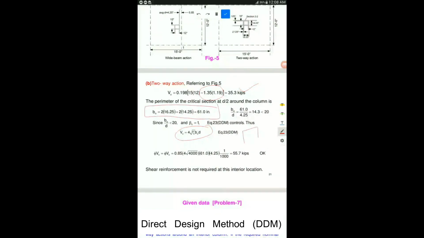If this is your area and this dimension is c plus d, similarly in the other direction this is again c plus d. If you have to take the perimeter, you're going to multiply this with 2, and you're going to multiply this with 2 again. This has been done here. See, 2 into 16.25. 16.25 is the horizontal dimension for this critical perimeter, and 14.25 is the transverse direction for this critical perimeter. So b naught is coming out to be 61.0.